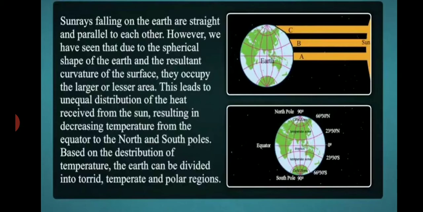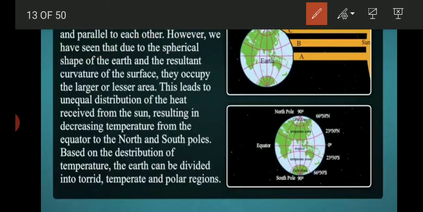Now, sun rays falling on the earth are straight and parallel to each other. However, we have seen that due to the spherical shape of the earth and the resultant curvature of the surface, they occupy a larger or lesser area. This leads to unequal distribution of the heat received from the sun, resulting in decreasing temperature from the equator to the north and south poles.